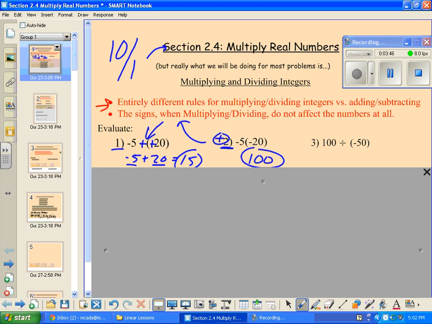If I just ignore this negative on the 50 for a second, I can even just look at the number and say 100 divided by 50.